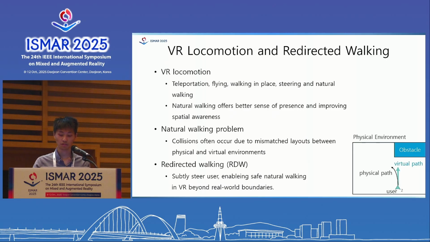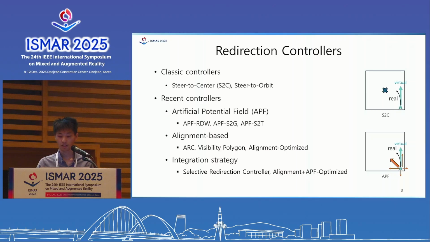In VR locomotion, there are several techniques that allow users to explore virtual environments. Among them, natural walking offers a better sense of presence and improves spatial awareness. However, natural walking also has a challenge, since the layouts of the physical and virtual environments are often different. Users may easily collide with obstacles in the physical space. One effective solution is redirected walking, a technique that subtly steers the user to prevent collision while still preserving the benefit of natural walking. So far, many redirection controllers have been proposed.